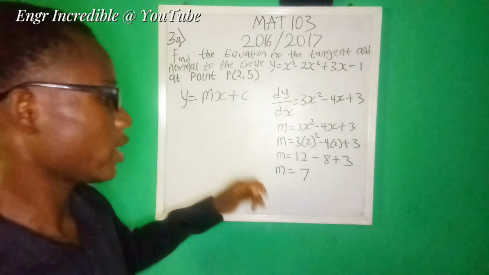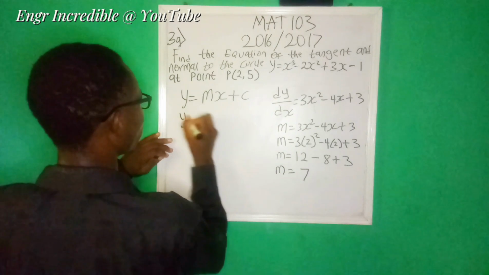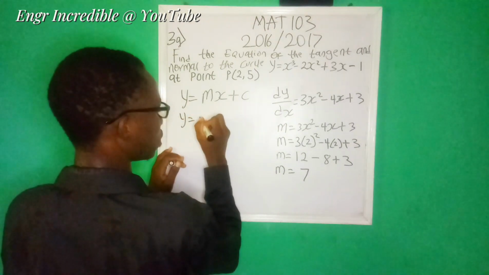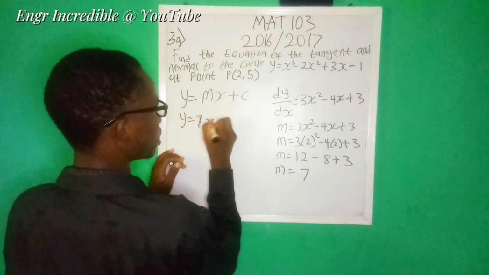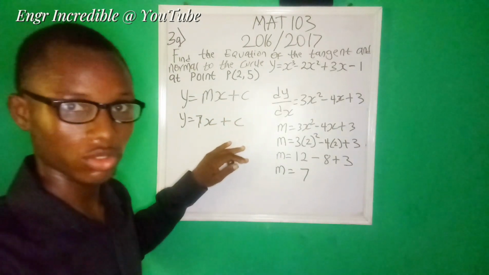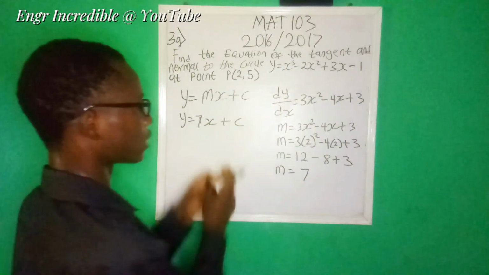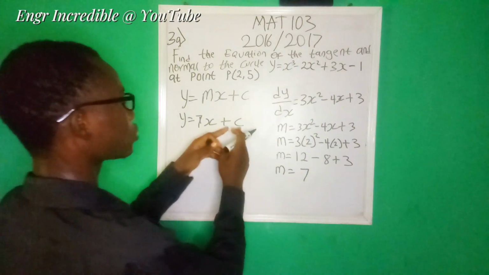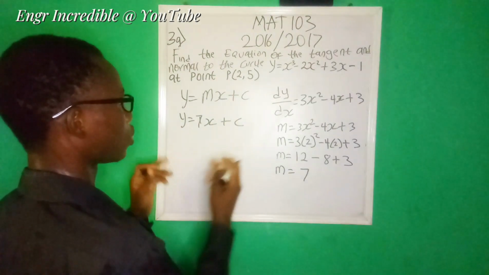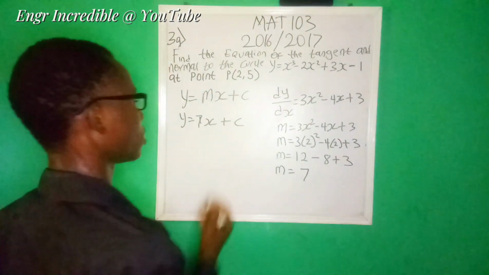Now if we put our m into this equation, we will have something like y equals 7x plus c. We are getting closer to the equation. So now we need to find this constant here. For us to find this constant, we can use the same values that they gave us here, which is this x and y.